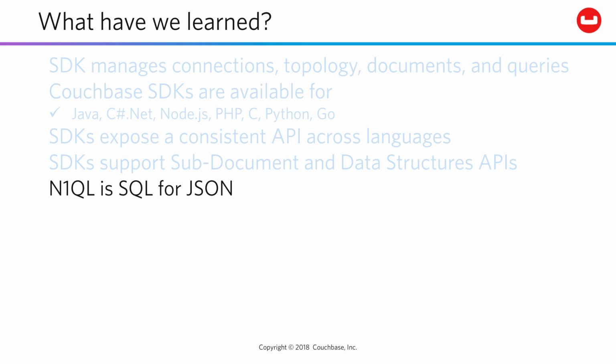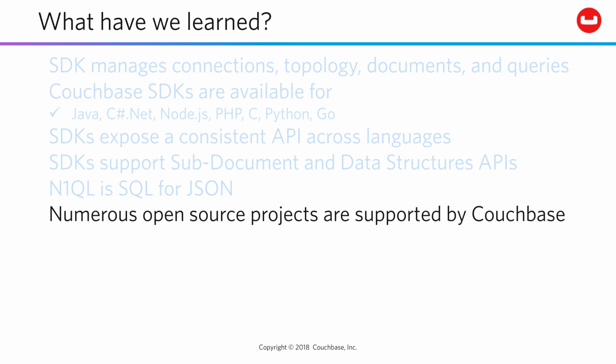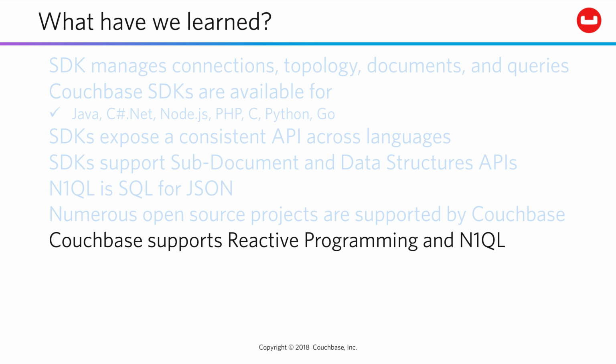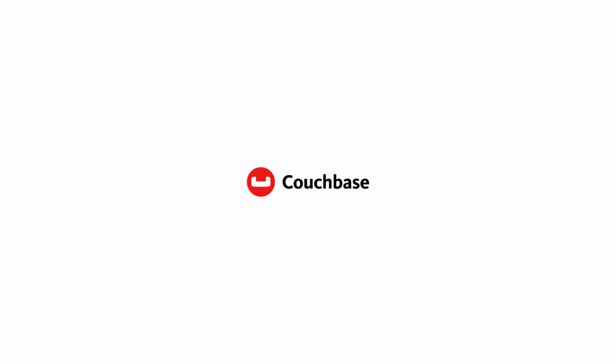N1QL, as we keep saying, is SQL for JSON and provides overlapping capabilities with some of the document-specific operations. Couchbase enthusiastically supports numerous open source projects, and we support reactive programming approaches in both Java and C#. Now, sometimes things go wrong. Stuff happens. So next up, we're taking a look at how Couchbase handles high availability and disaster recovery. As we say, stick around.